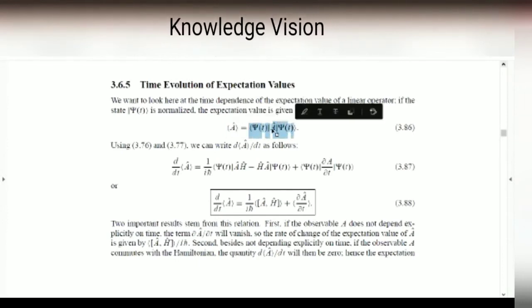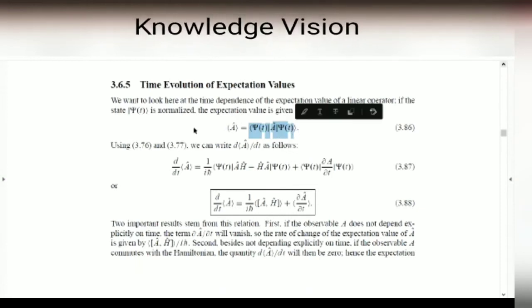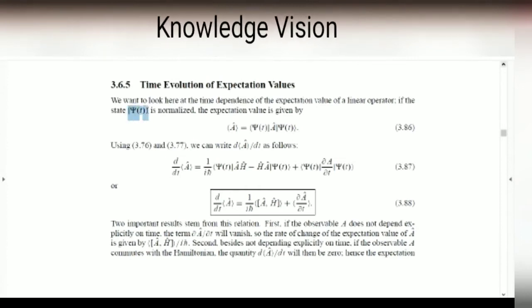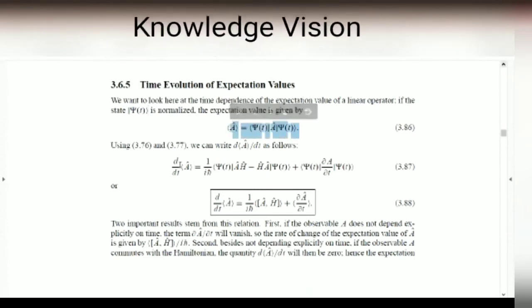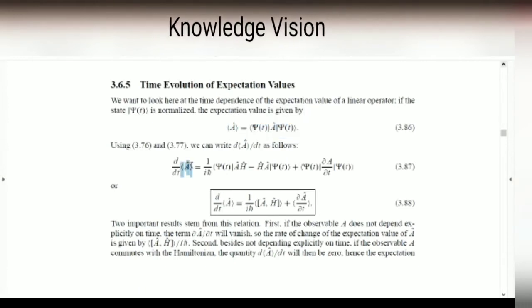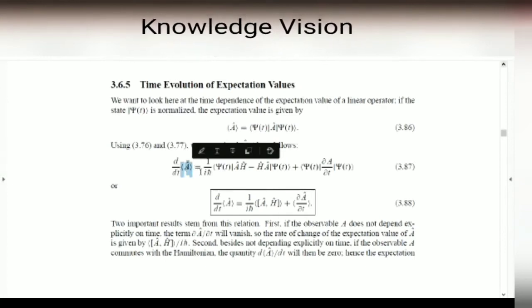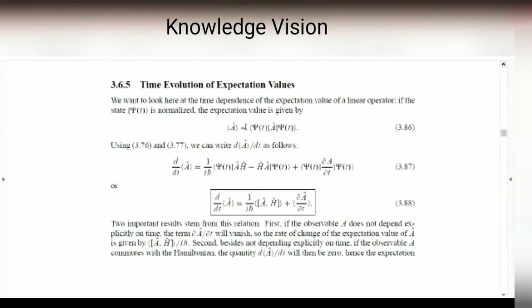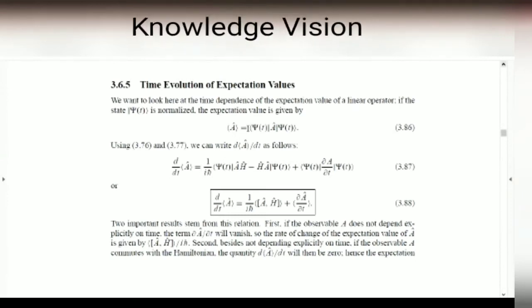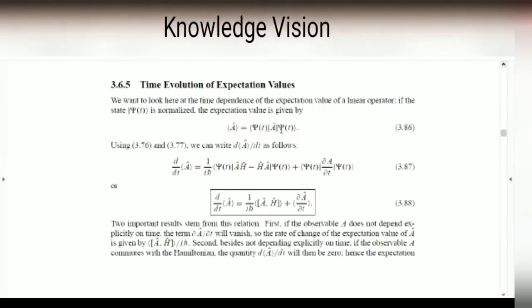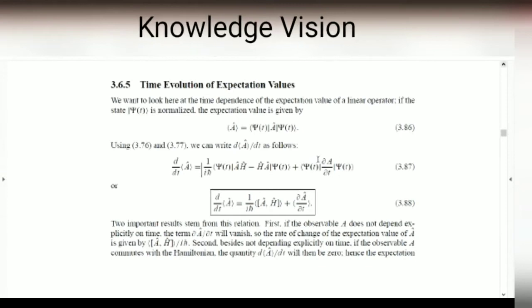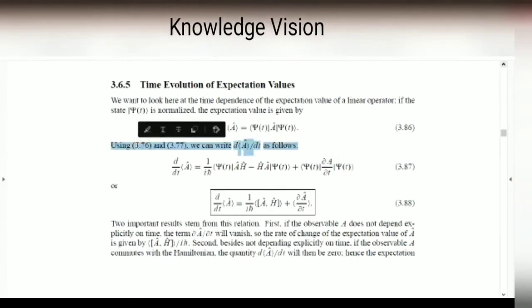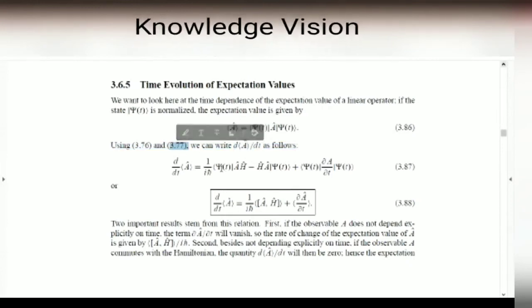This is psi bra, and the A operator is operating on psi ket, where the state psi ket has the property that it can be normalized. Now we are going to take the derivative of this equation, d over dt of the expectation value or average value. First we take the derivative of the bra, then the derivative of psi ket, and then the derivative of the operator. Then we have three terms. Two terms are arranged in this way, and the final term is this one. This is according to 3.76 and 3.77, which I have explained already.